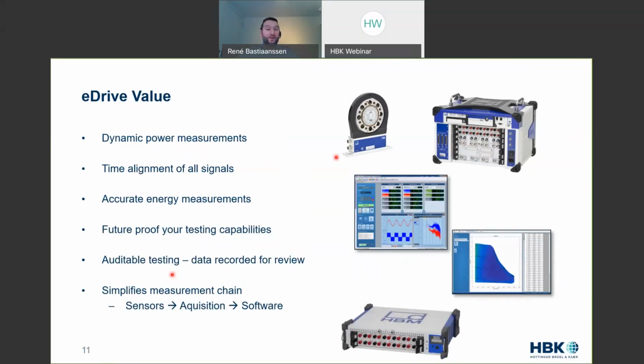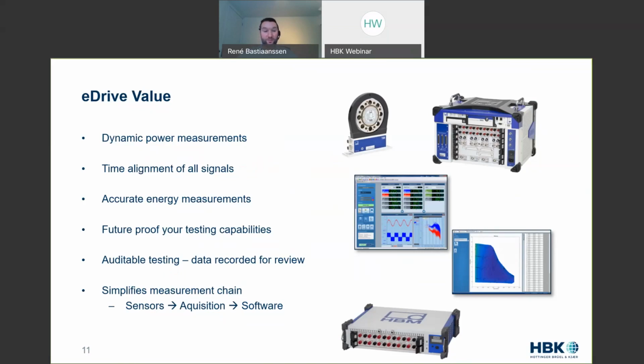Another big topic here is properly time aligning all your signals, as when you want to calculate efficiency, so energy transfer from one state to the other, you need to make sure your measurements are properly aligned in time in order to avoid calculation errors. This time alignment and the dynamic possibilities allow for accurate energy and power measurements.